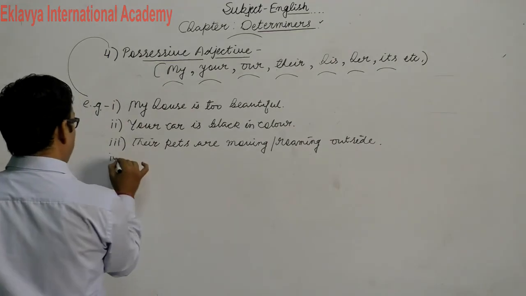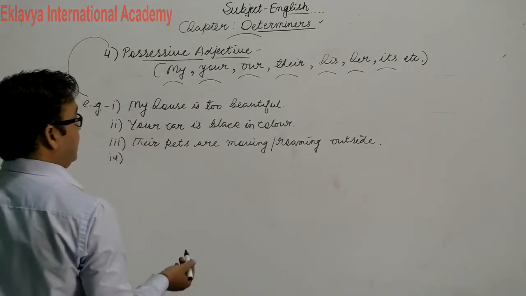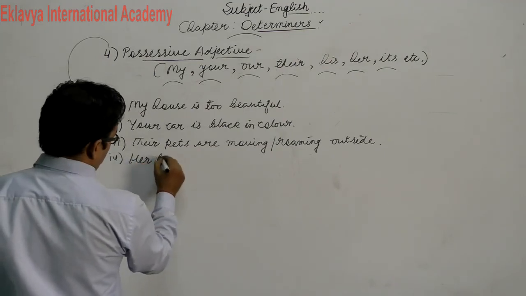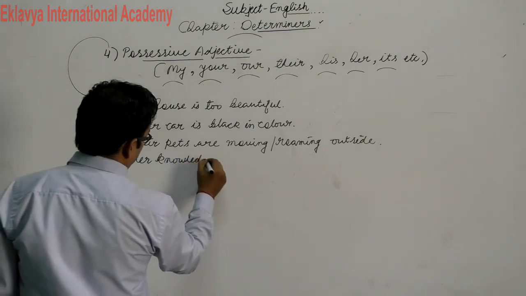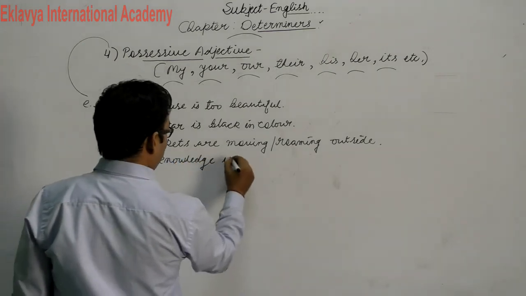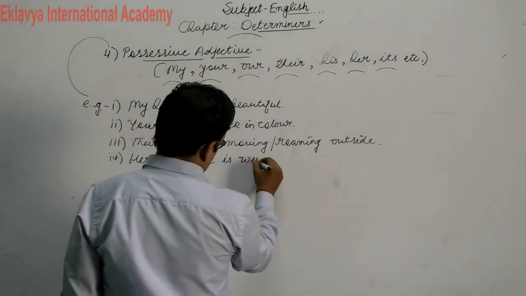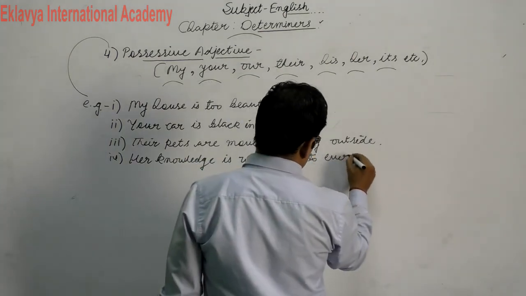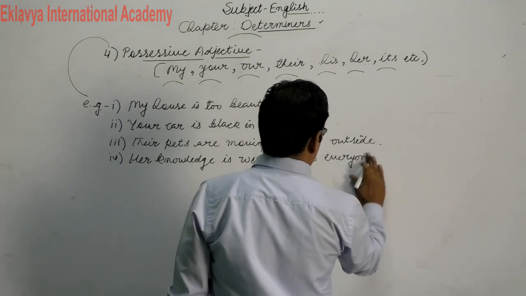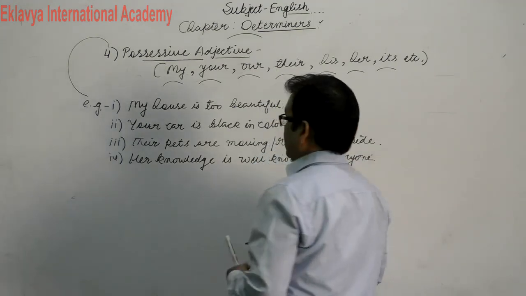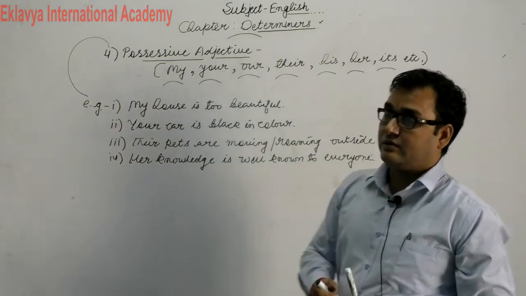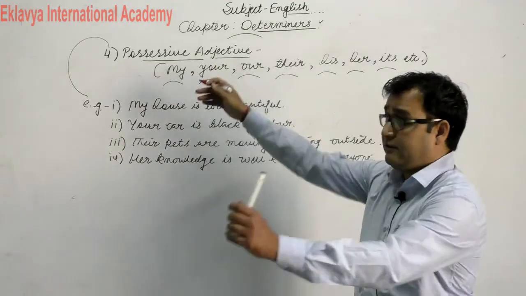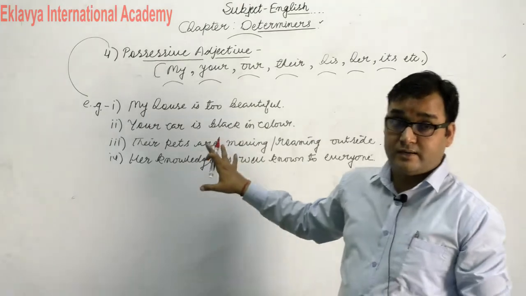Example number 4. Her knowledge is well known to everyone. Okay, her knowledge is well known to everyone. Let's have the example of these possessive adjectives. You can write down some more examples. It's an easy one, students, not typical one. I have completed your chapter with the last point. Okay, let's discuss about it now.